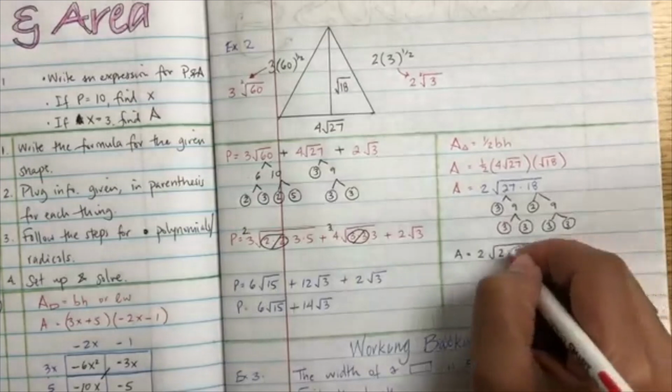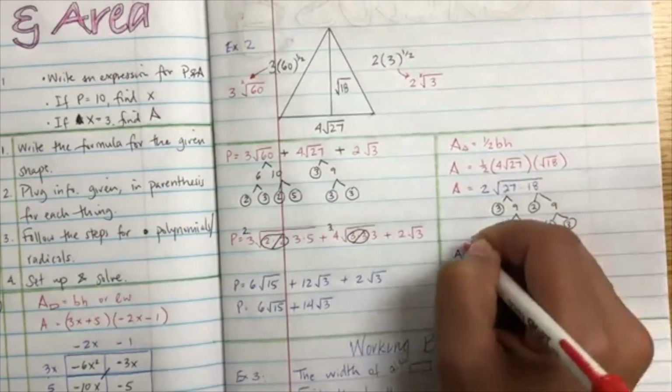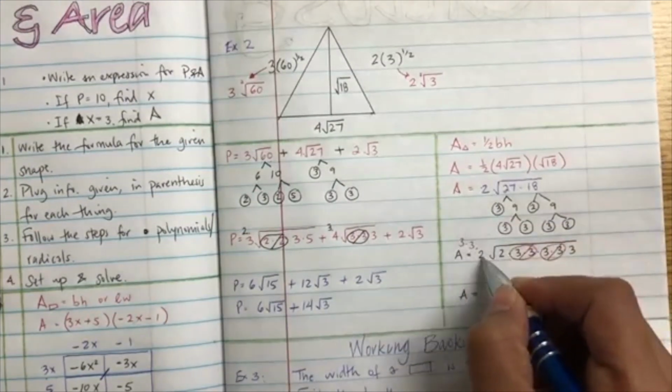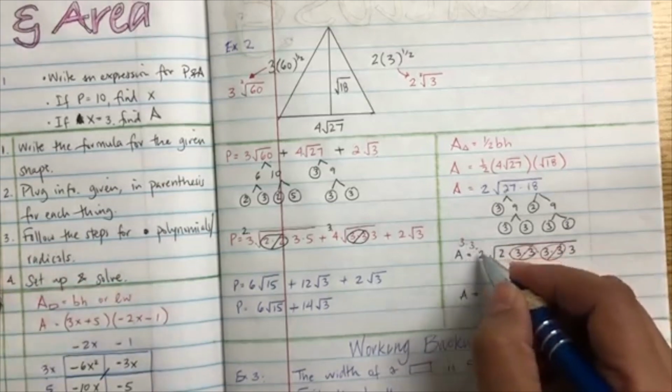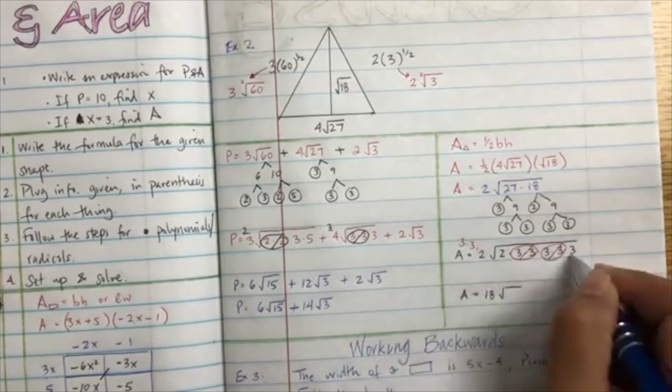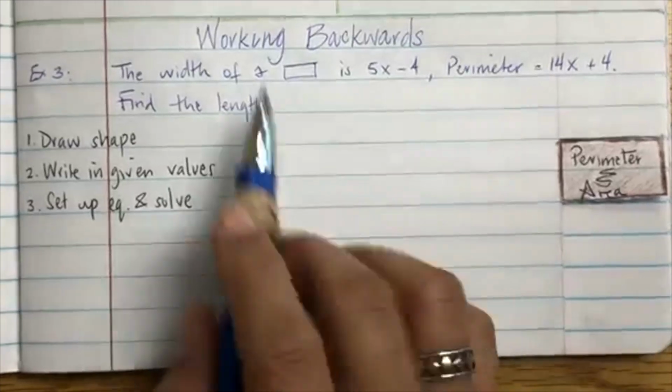Alright, let's make some books. I got a book of 3, take it outside. I got another book of 3, take it outside. Simplifying the outside, I've got 3 times 3, which is 9, times 2 is 18. And on the inside, I have 2 times 3 left, which is 6.